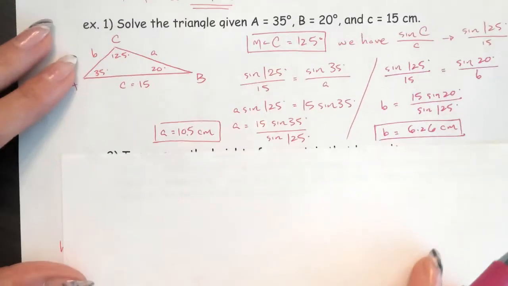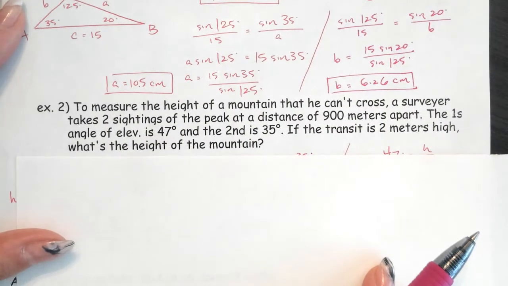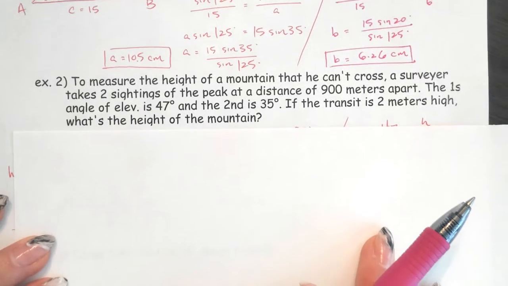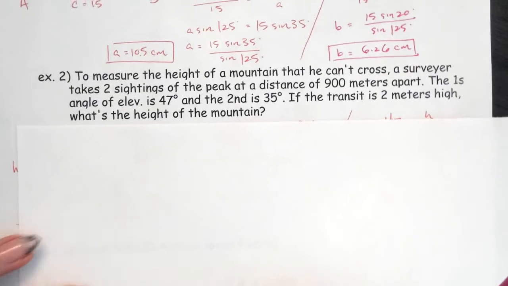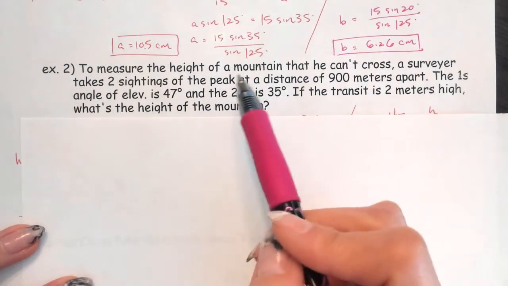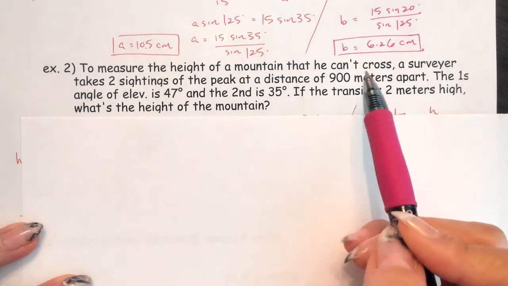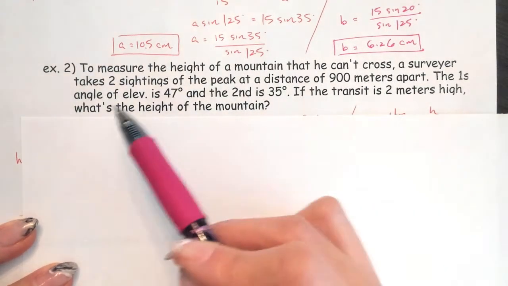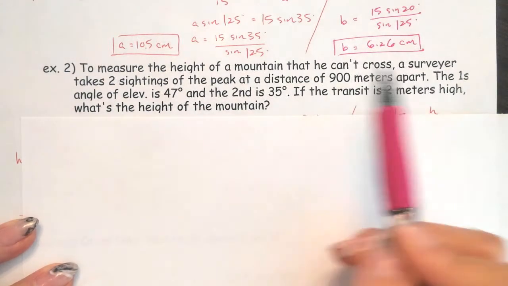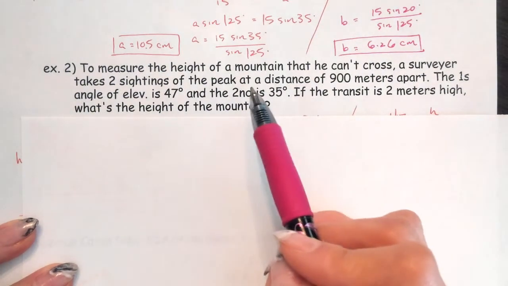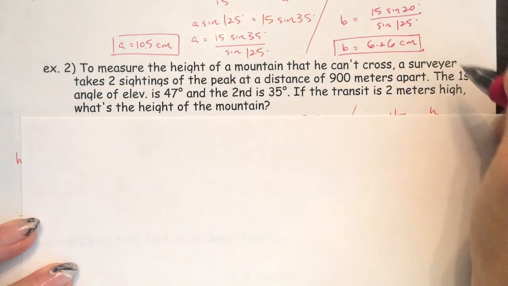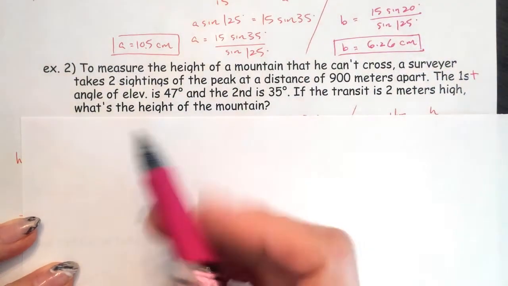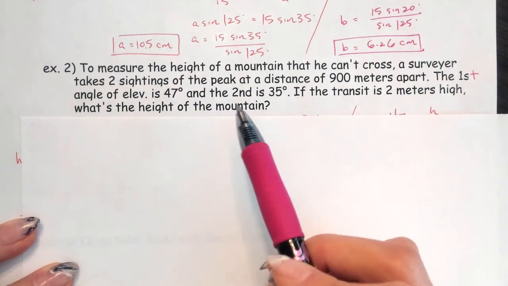All right, so you are writing all of this for number 2. You're going to write all of this for number 2. To measure the height of a mountain that he can't cross, that's important. To measure the height of a mountain that he can't cross, a surveyor takes 2 sightings of the peak at a distance of 900 meters apart. The first, there should be a T here, the first angle of elevation is 47 degrees and the second is 35 degrees.